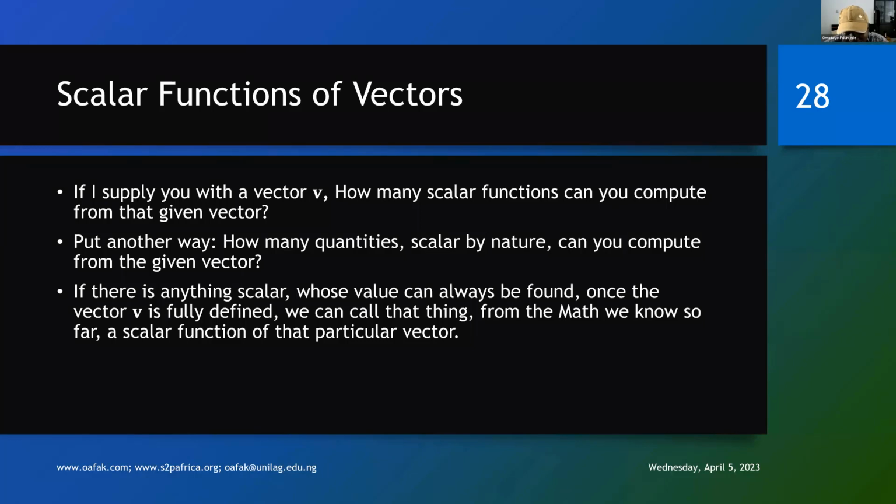Okay, so if I supply you with a vector, the magnitude and the direction of the vector. Once I supply those two, you can draw the magnitude as the length of a line and the direction of the line. You know everything you need to know about the vector. Okay, good. So if I supply you with a vector, how many scalar functions can you compute from that given vector? How many, or put it another way, how many scalars by nature can you compute from that given vector?